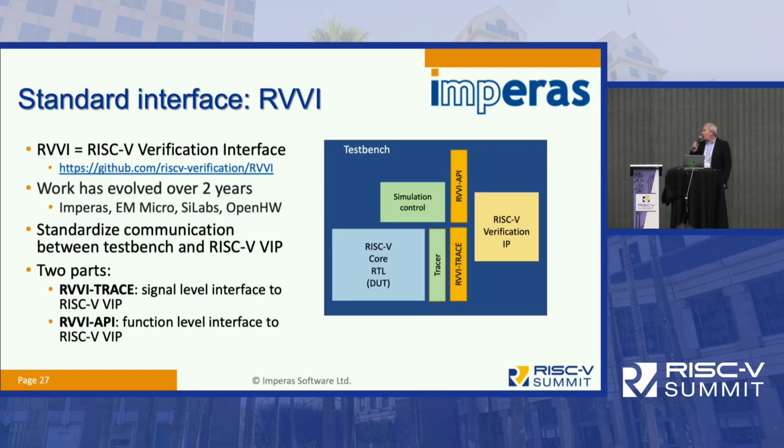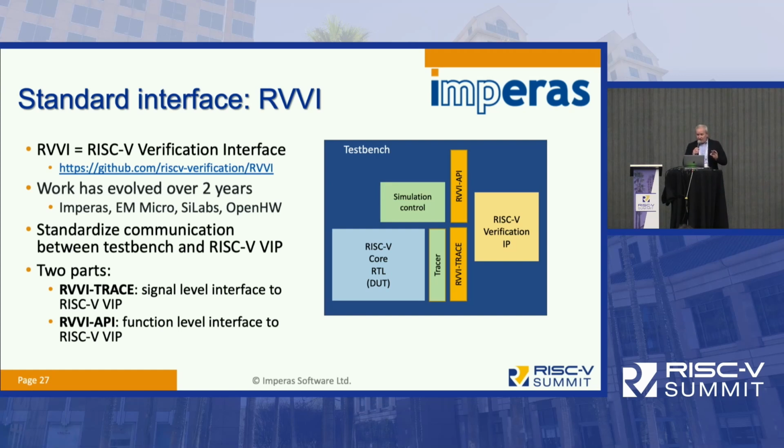Now, in addition to having the verification IP, what we have been working on with our partners, customers, and users of our technology is this thing we call the RISC-V verification interface. And I'll give a shout out here to three companies in particular, which are EM Micro, Scilabs, and Open Hardware, who have publicly been working on this with us. There are also many proprietary or commercial companies that have not announced that have also worked with us on this approach. But it consists of two main parts, RVVI Trace and RVVI API.